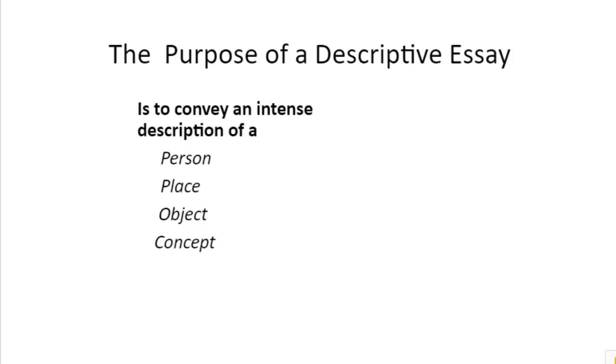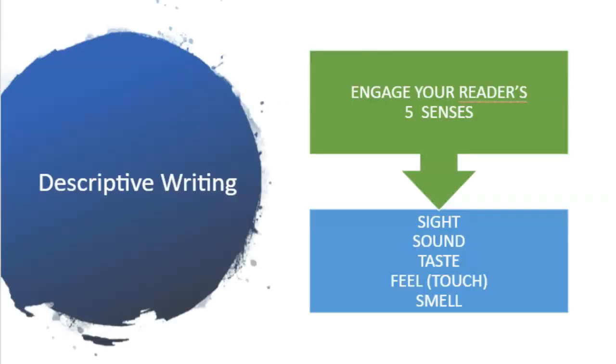But think of it as just an intense description of a person, place, object, or concept. So the purpose of descriptive writing, you as the writer have to engage your reader's five senses. So you are using words that convey ideas and the object or person you're describing in a sensory way, so that your reader can have a mental image. If you're describing food, they should be able to almost taste it on their tongue.